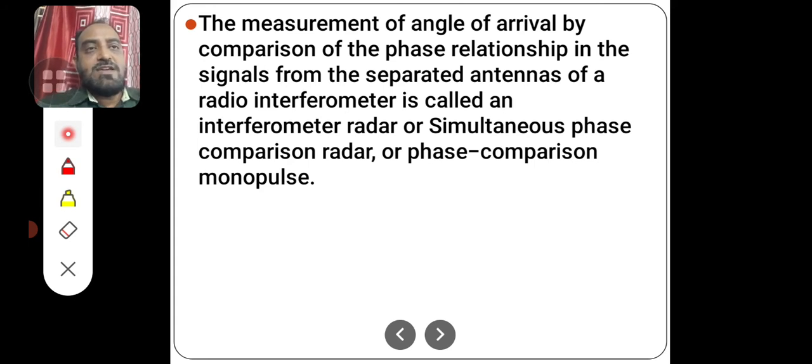The measurement of angle of arrival by comparison of the phase relationship in the signals from the separated antennas of a radio interferometer is called interferometer radar, or simultaneous phase comparison radar, or phase comparison monopulse.